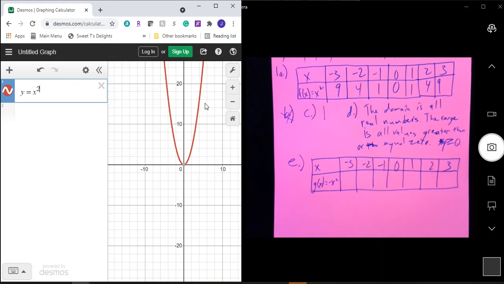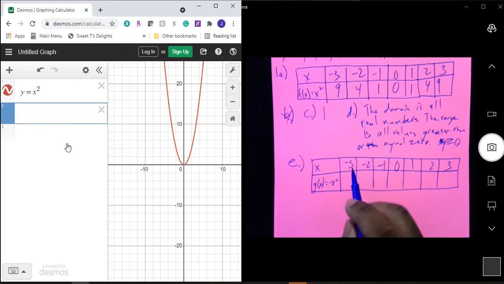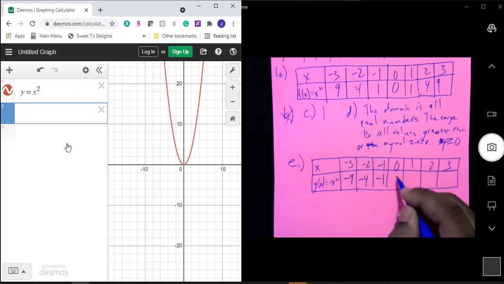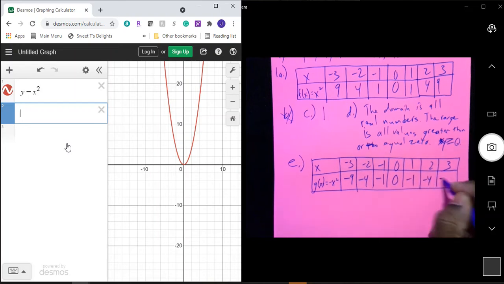Now, if we put in negative 3 for x, x squared will be positive 9, but it has a negative sign in front of it. So whatever value we get, except for 0, whatever that value is squared, you have to take its opposite, because it's the opposite of the variable squared. So this will be negative 9. This will be negative 4. This will be negative 1. This will be 0. This will be negative 1, negative 4, and also negative 9.